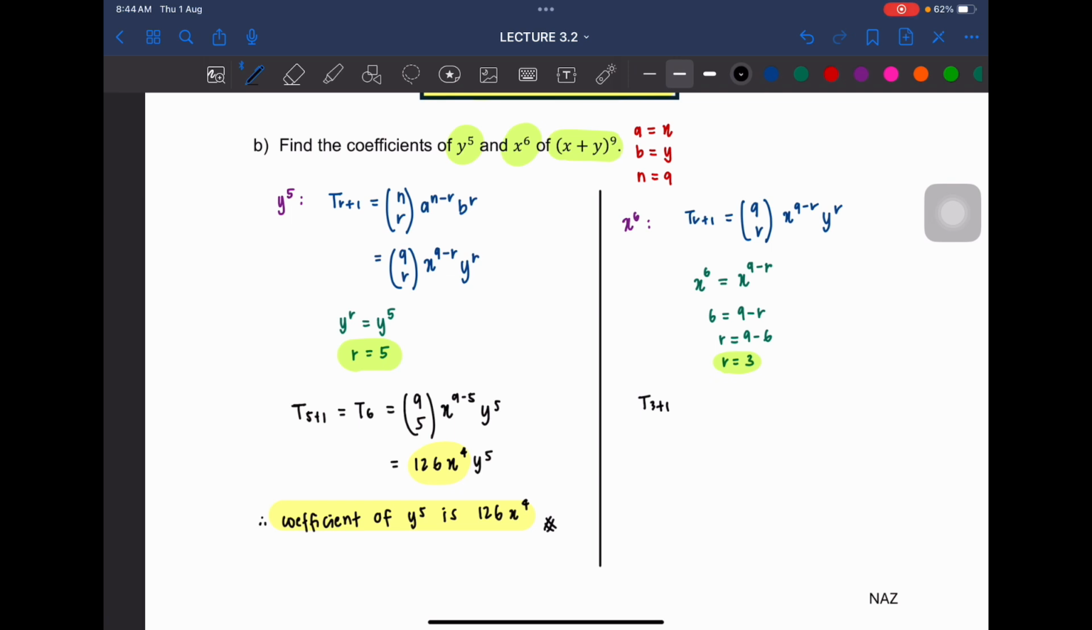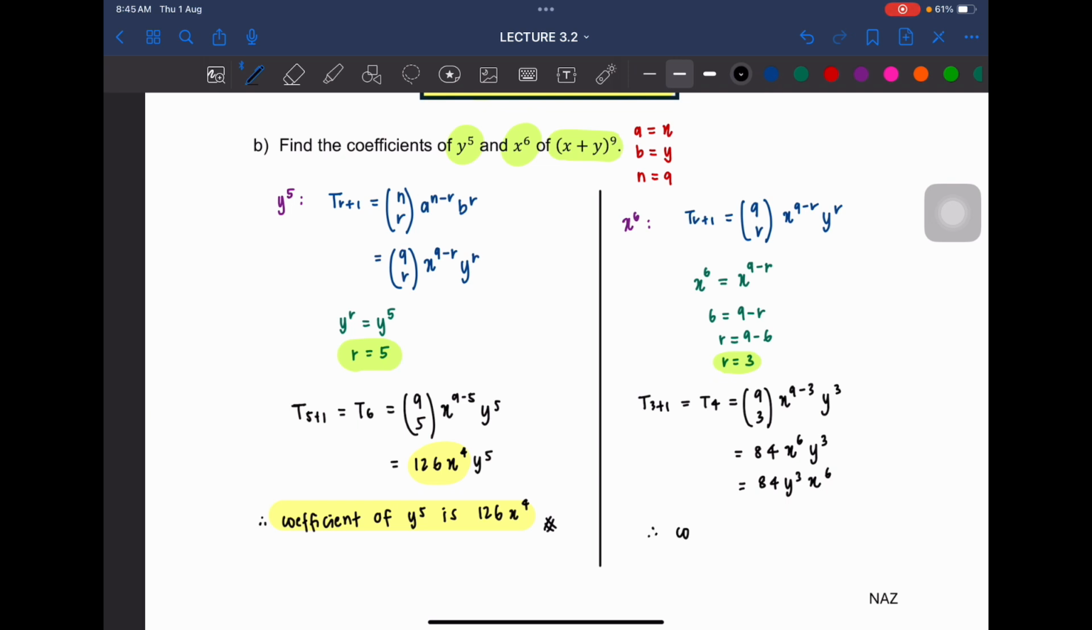t3 plus 1. So we have t4, or the fourth term, is equal to 9 choose 3, x to the power of 9 minus 3, and y to the power of 3. Okay, so 9 choose 3 is 84. You can just press your calculator. So x to the power of 6, y to the power of 3. And then we can rearrange it. So we have 84, y to the power of 3, x to the power of 6.